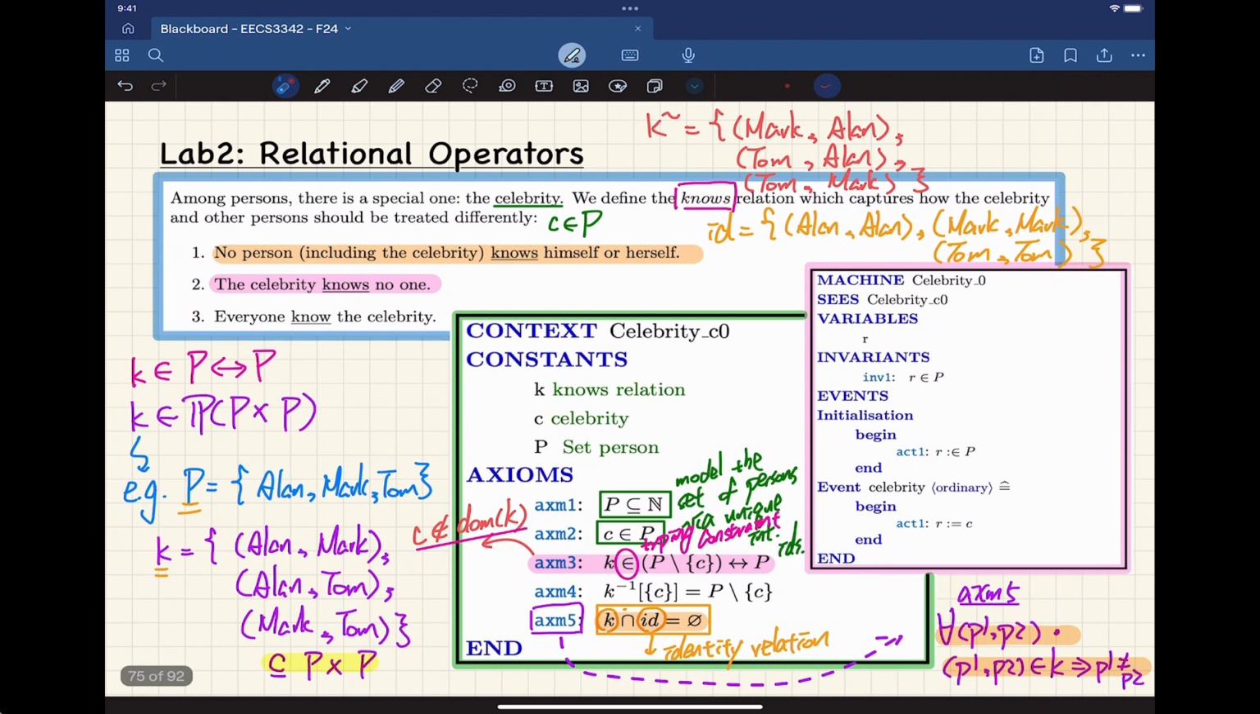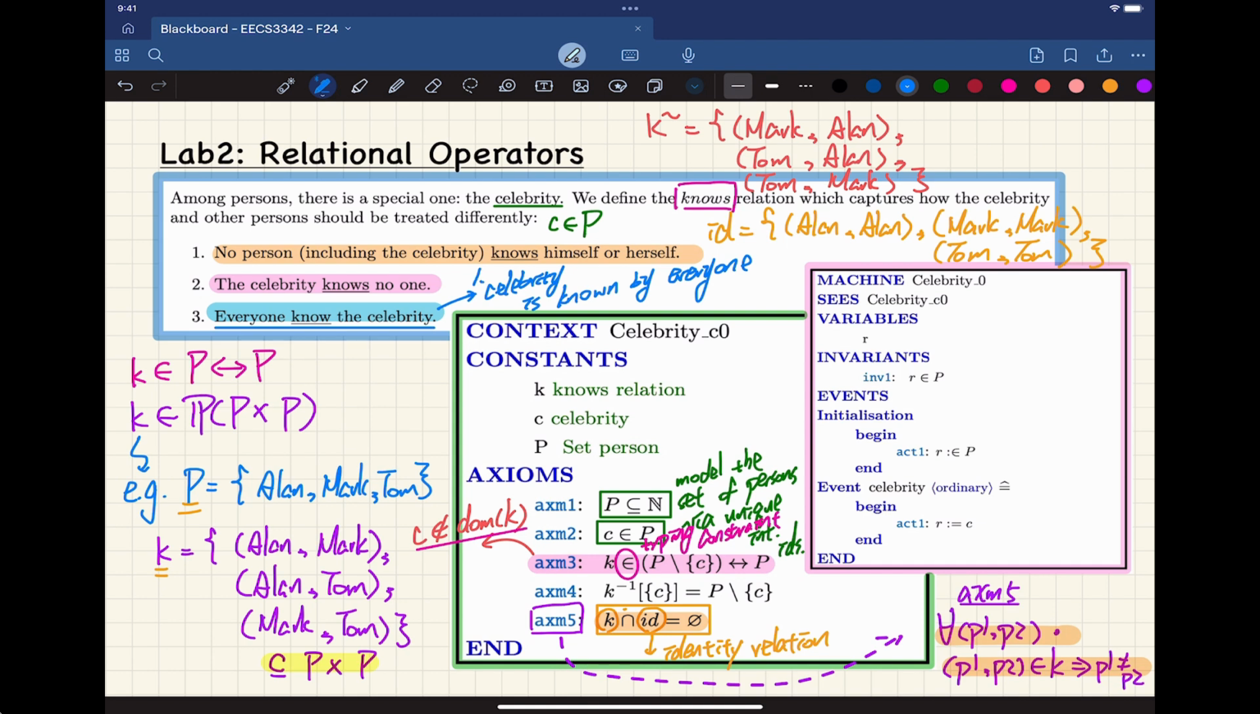All right, the final one, which might be the trickiest, because that one is going to use some inverse, right? But it's not too bad, I can tell you. Let's say this one here. Let me use blue. Everyone knows the celebrity. Well, put it this way: the celebrity is known by everybody. Agree? Celebrity is known by everyone.